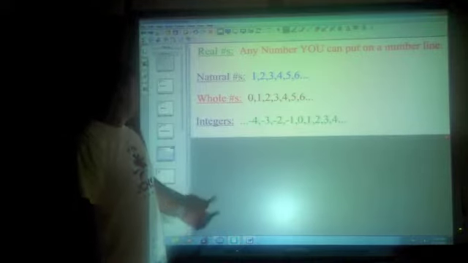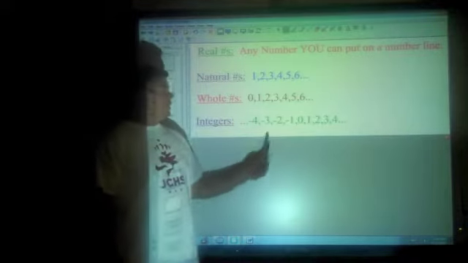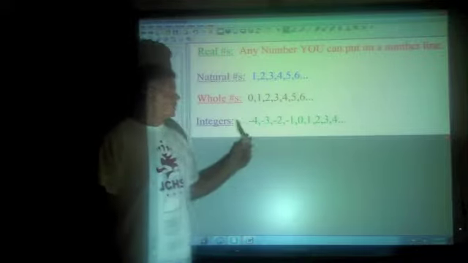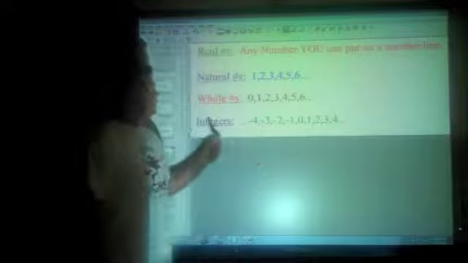And lastly, we have integers. Now, integers are a little different. The only difference really is that they go into the negatives. Again, no decimals, no fractions. Goes on forever this way, goes on forever that way.